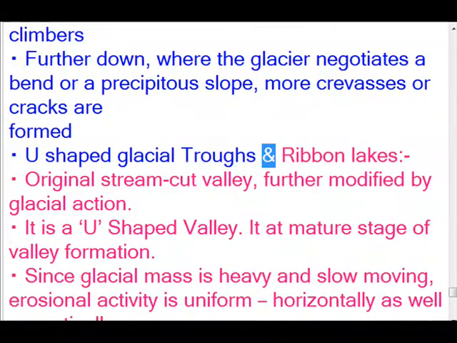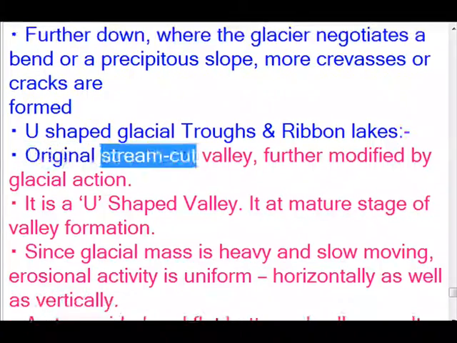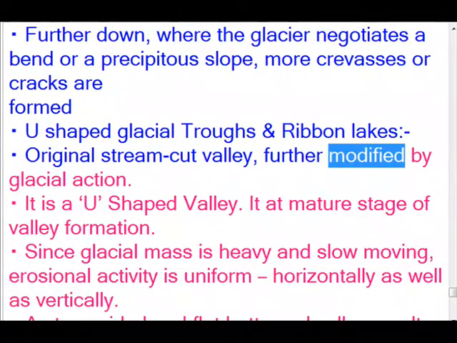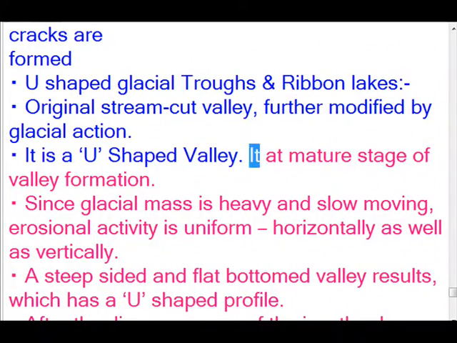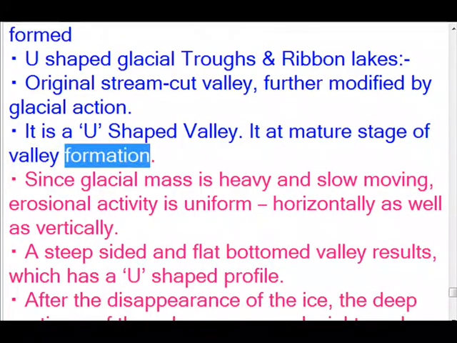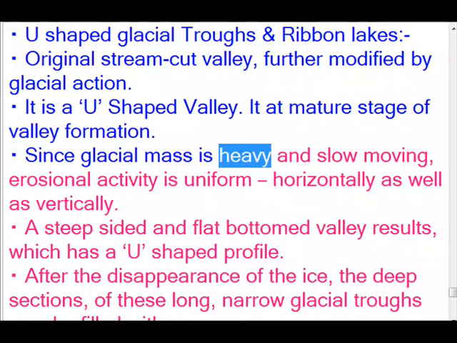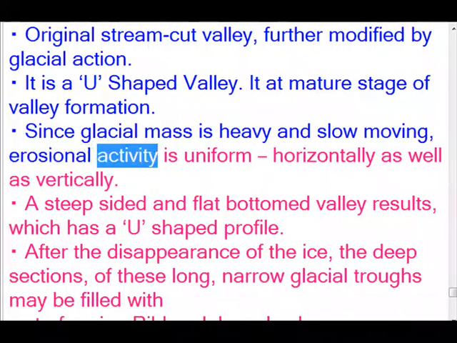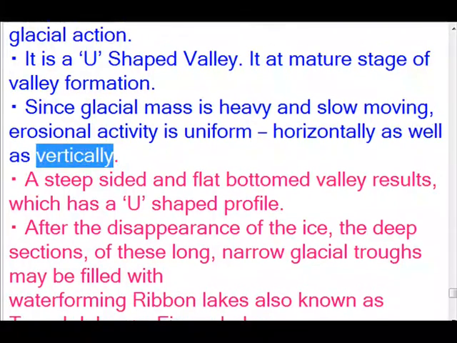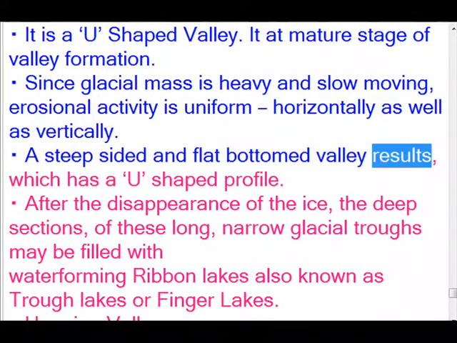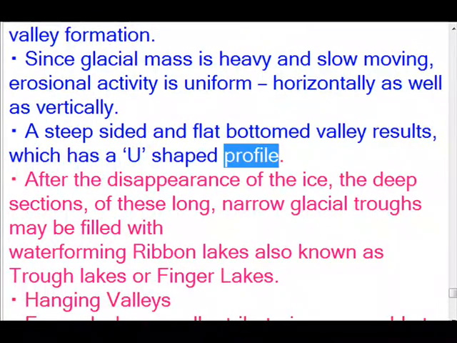U-shaped glacial troughs and ribbon lakes. The original stream-cut valley is further modified by glacial action. It is a U-shaped valley, a mature stage of valley formation. Since the glacial mass is heavy and slow-moving, erosional activity is uniform, horizontally as well as vertically. A steep-sided and flat-bottomed valley results, which has a U-shaped profile.